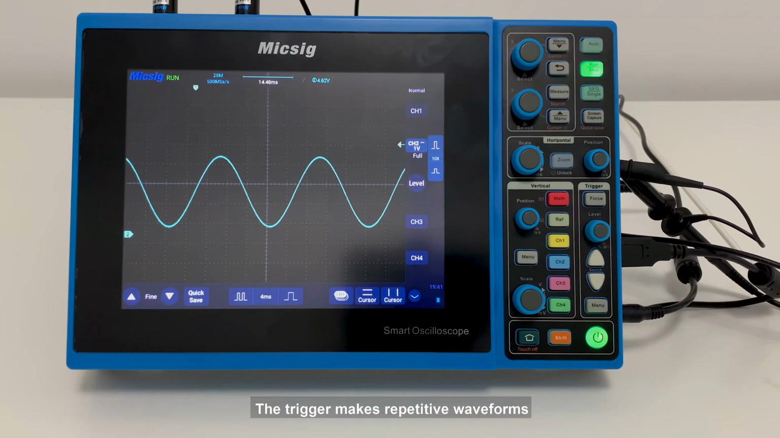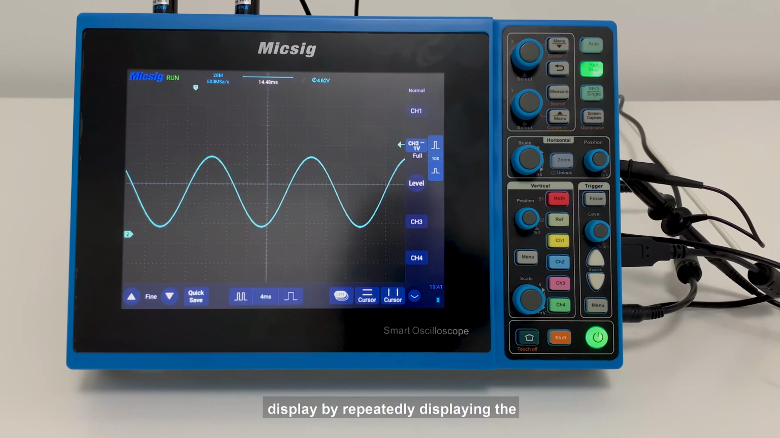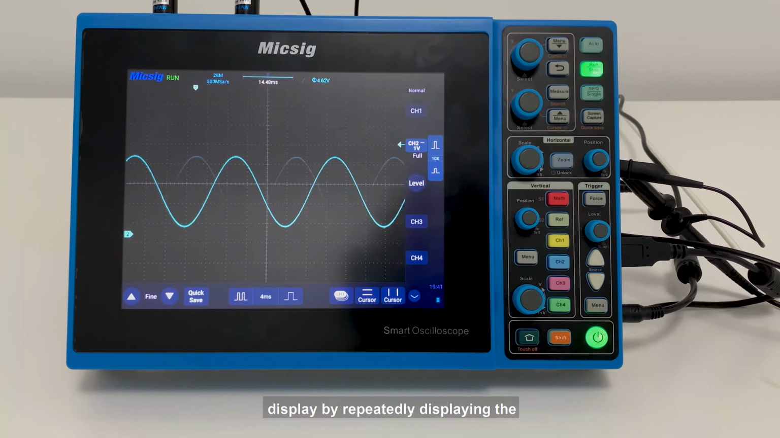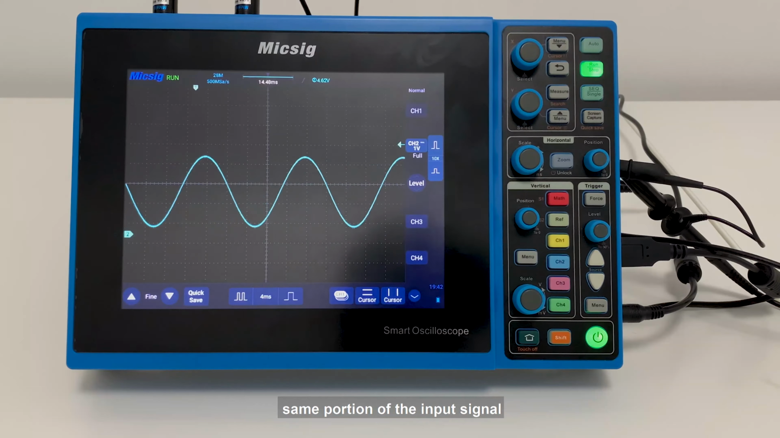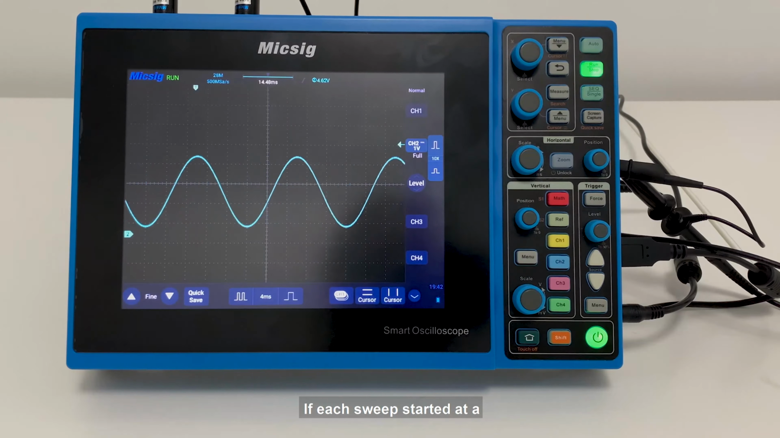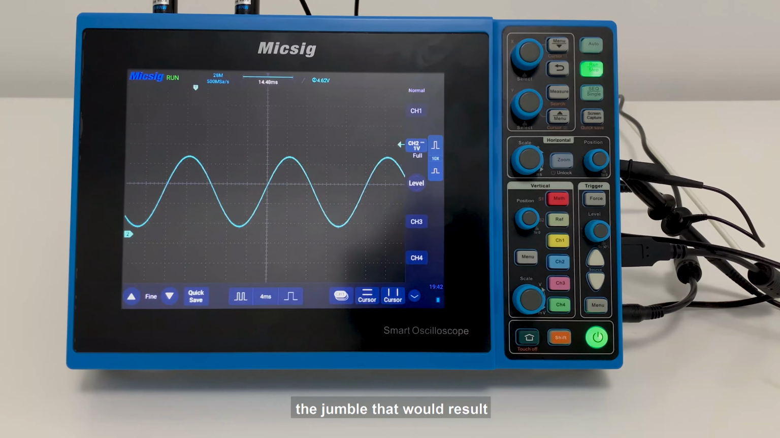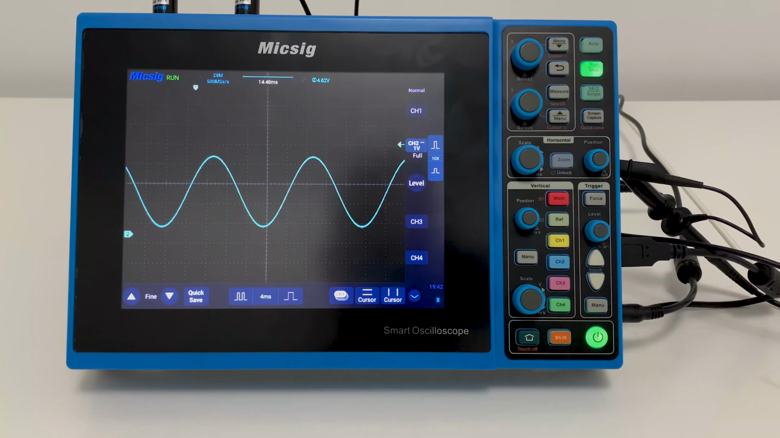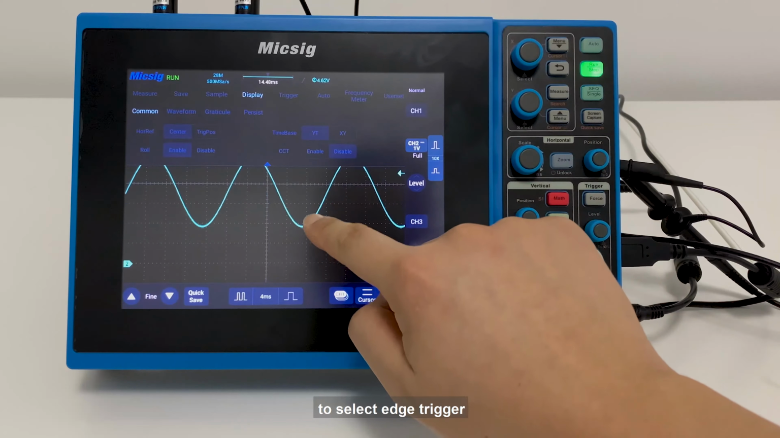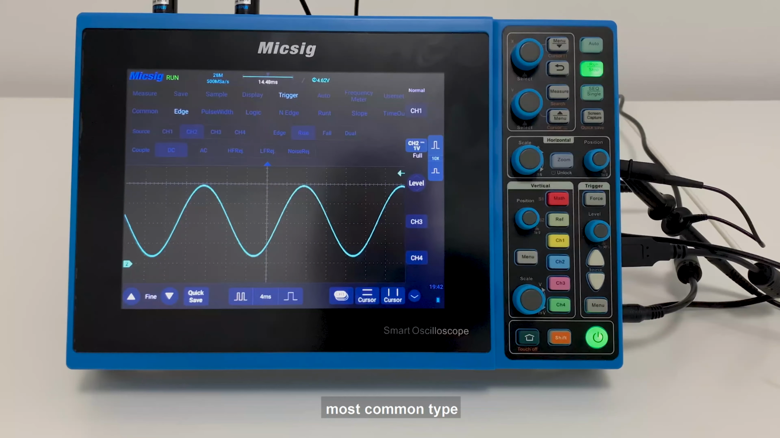The trigger makes repetitive waveforms appear static on the oscilloscope display by repeatedly displaying the same portion of the input signal. If each sweep started at a different place on the signal, the jumble that would result as the screen shows. Open Main Menu to select edge trigger, which is the basic and most common type.